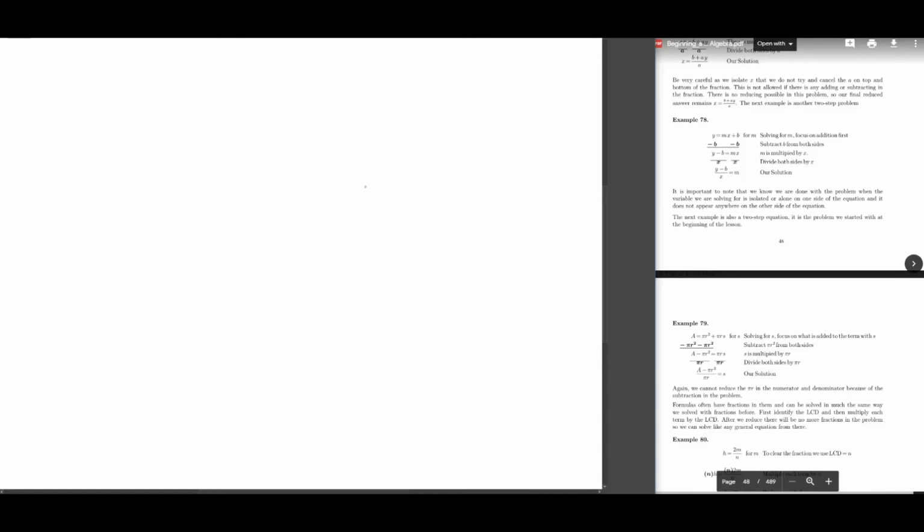Okie dokie. Moving along to example 79. What is 79? Next example is also a two-step equation. It is a problem we started with at the beginning of the lesson. So, okay, this was for the geometric formula for the area of, I think, a slanted cone or something like that. Okay, so they say here, solving for S, focus on what is added to the term with S. So let's just write this down, all right? Oh, God, hold on.